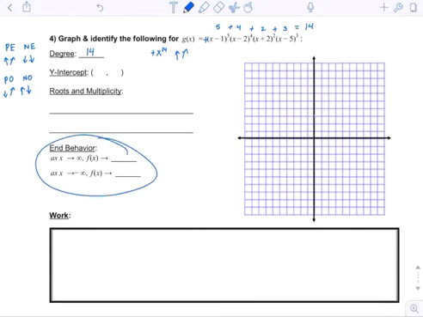Okay, so looking up here, if x goes to infinity, that means x is approaching to the right, then f of x is approaching up, which means it's positive infinity. As x goes to negative infinity, which means it's approaching to the left, f of x is approaching up. I'm strictly just looking at my end behavior arrows right there. So that one too will be infinity.